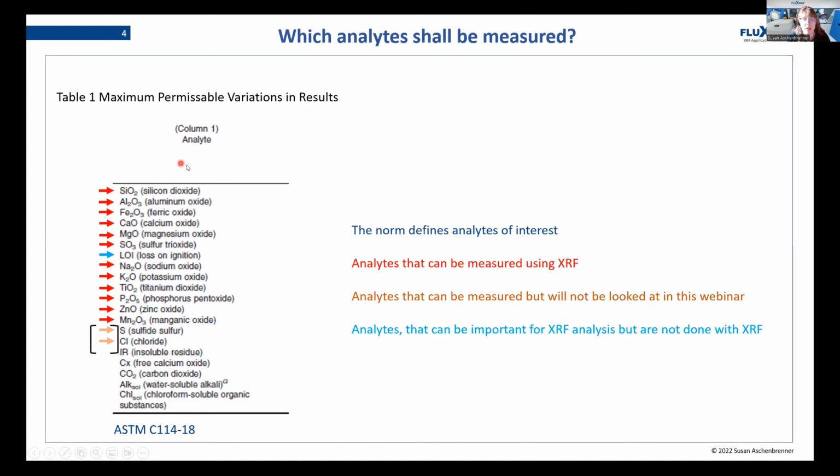So now we can see today we are mostly dealing with the norm itself, with the analysis of these analytes that are marked in red. And we will have to keep in mind that we might have to analyze the LOI, and we could also analyze sulfide sulfur and chloride using XRF, but not today.